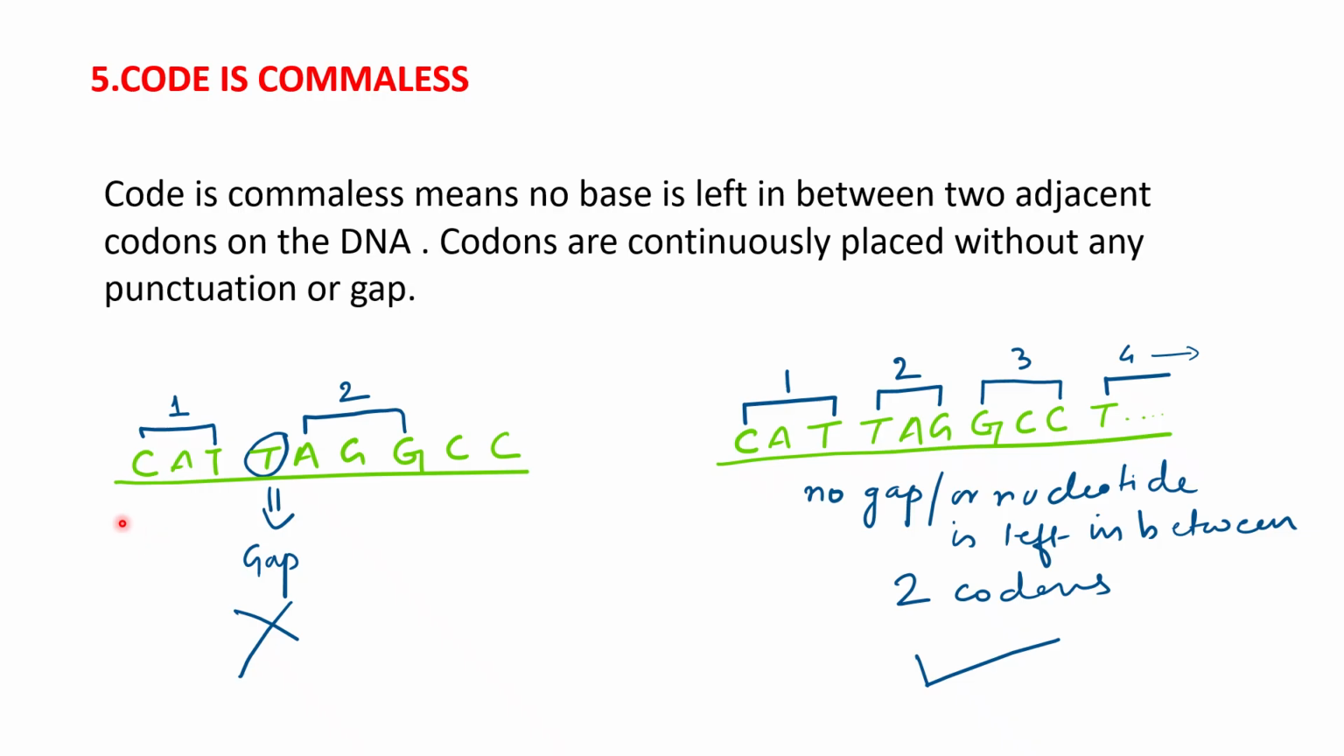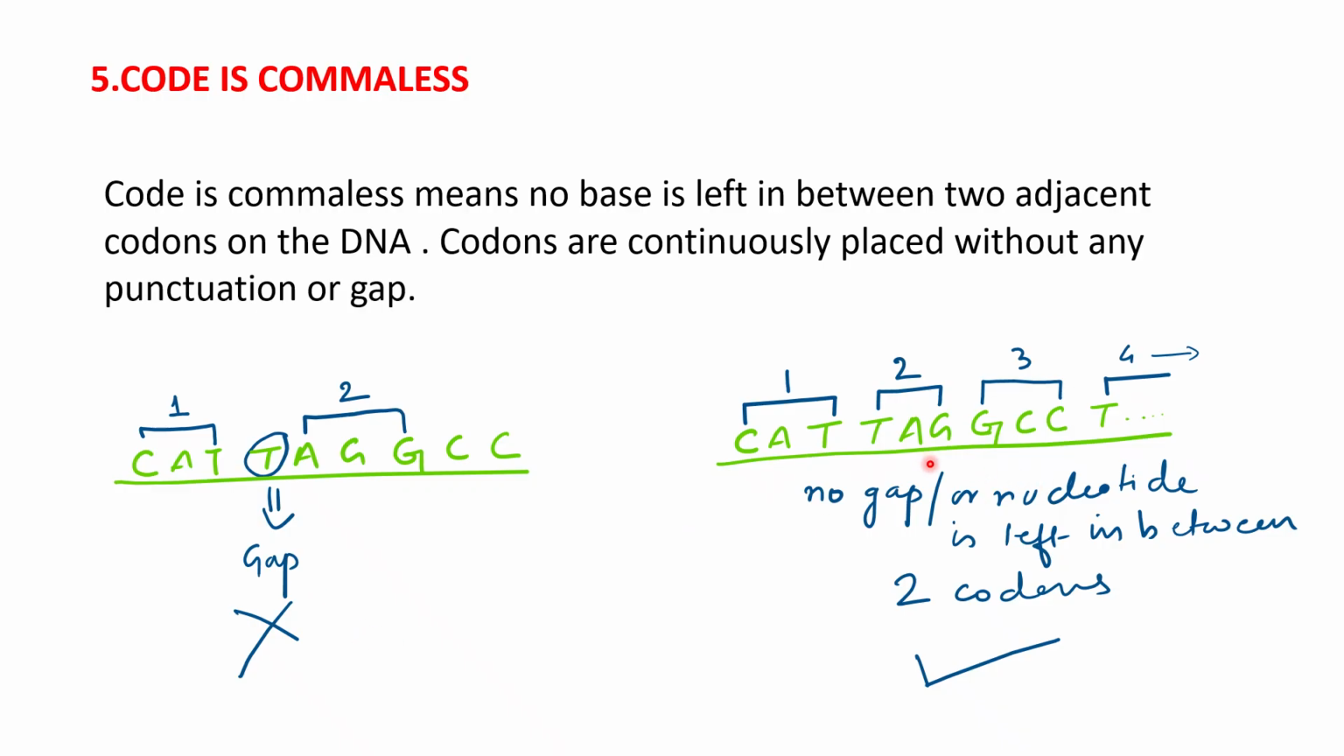See here. If we read the same stretch of bases, CAG forms the first codon, and then this T is not part of the first codon, not even part of the second codon. The second codon starts from AGG. So in this case, T is left as a gap. This is what we mean by a comma. But this is not the actual situation.